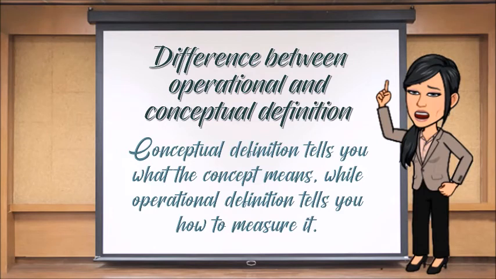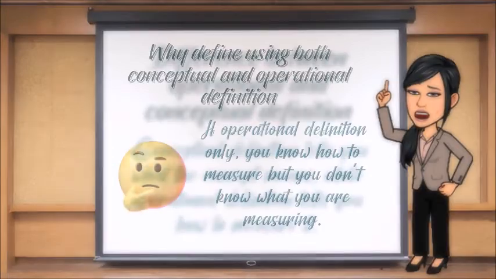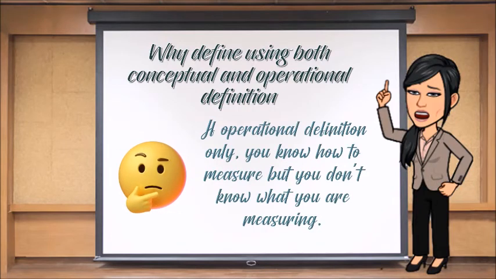The usual practice when using both ways of defining term is to state first the conceptual, followed by the operational definition. Why do we do this? If you only have an operational definition, you may know how to measure it, but you won't know what you are measuring. This means that your measurements won't be worth much, considering that you don't know what the concept is, so you don't know what you measured.